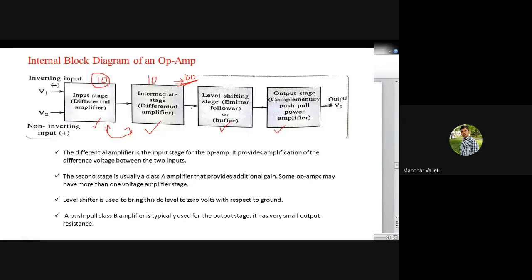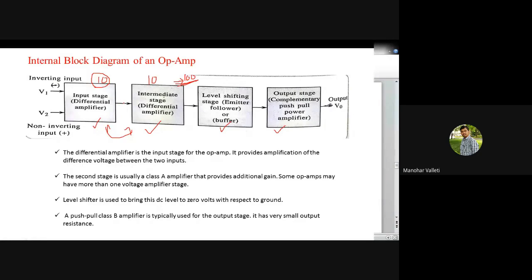Then the output of the intermediate stage is connected to the level shifter. Generally, level shifter means the amplifier's DC levels have to be maintained properly. You see here the input stage is directly connected to the intermediate stage, and the intermediate stage is directly connected to the level shifter stage. So there is no DC isolation from one stage to another stage. No capacitors are used between.